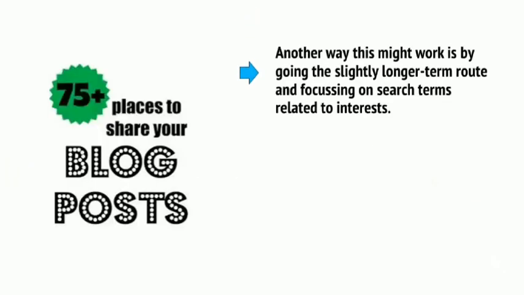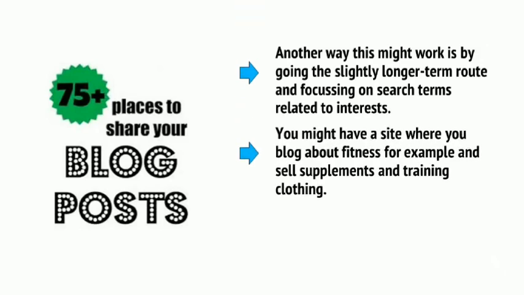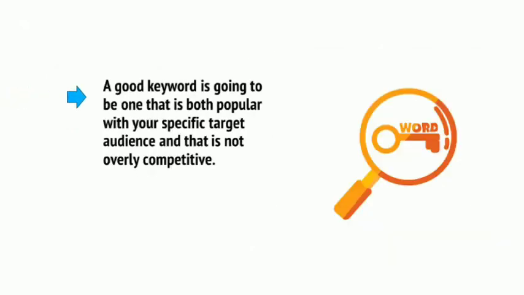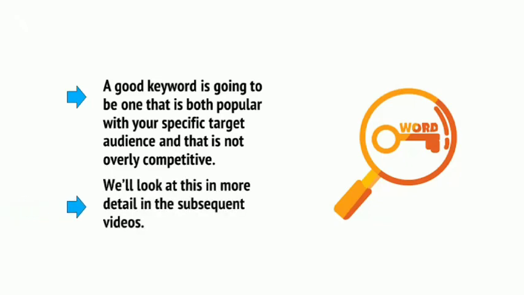Another way this might work is by going the slightly long term route and focusing on search terms related to interests. You might have a site where you blog about fitness, for example, and sell supplements and training clothing. In this case, your keyword might be how to lose weight or fitness articles. A good keyword is going to be one that is both popular with your specific target audience and that is not overly competitive. We'll look at this in more detail in the subsequent videos.